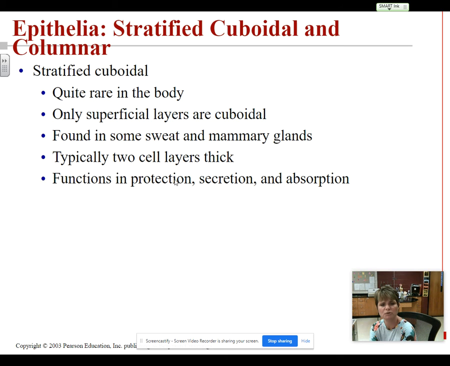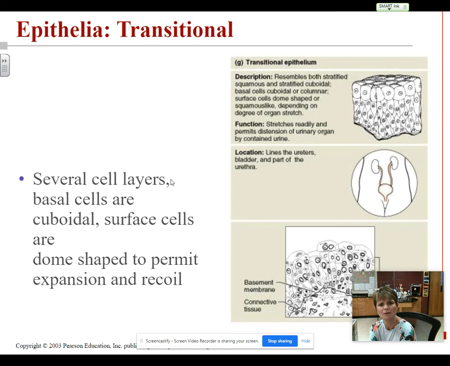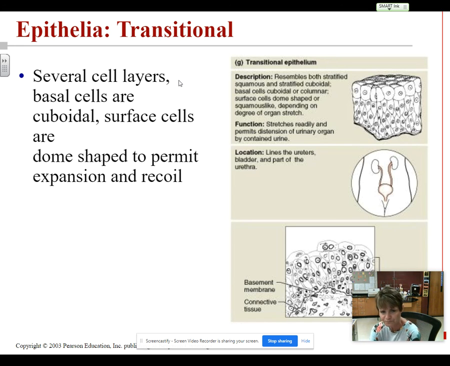I'm not going to ask you to know those, so we're just going to go right on through those and keep going to our last one. And our last one is transitional tissue. Now look at this. The name doesn't give us a clue as to what this tissue is like. This is the only one where the name really doesn't give us any kind of clue about the structure or function of the tissue. So this is going to be one you'll definitely have to study probably a little bit more.